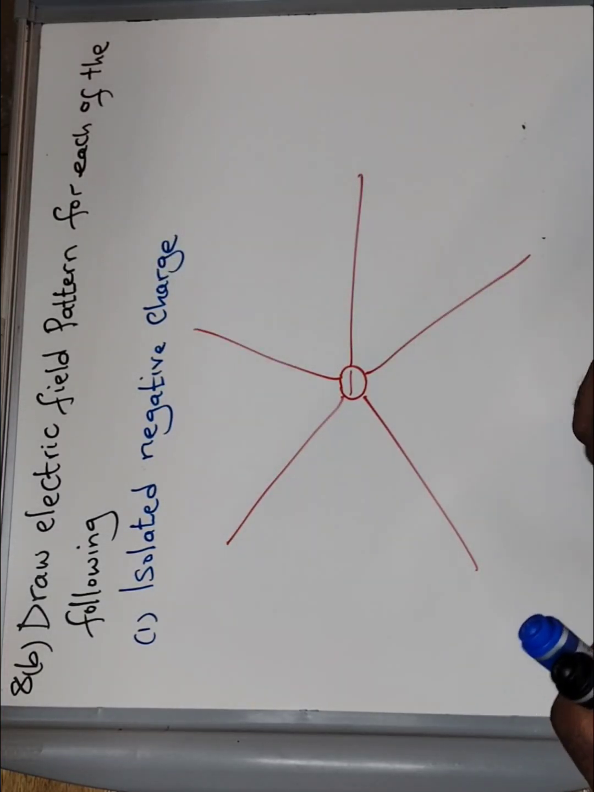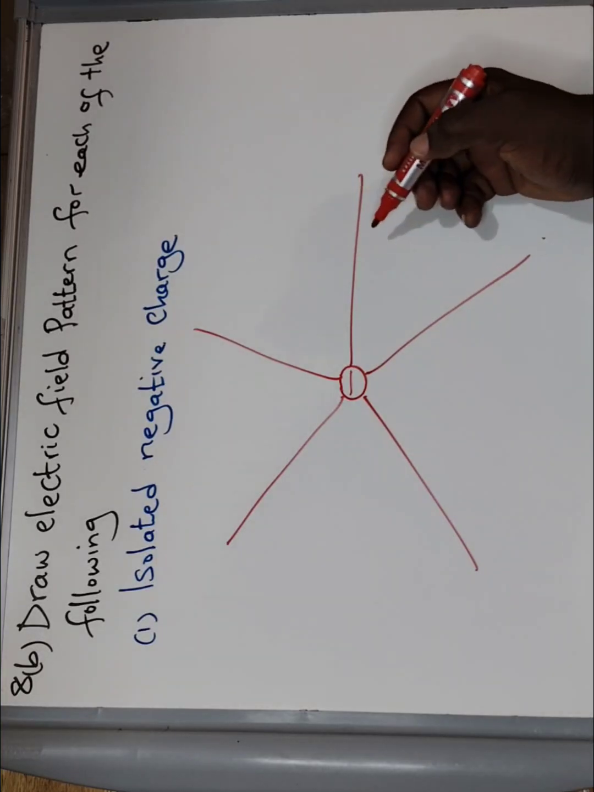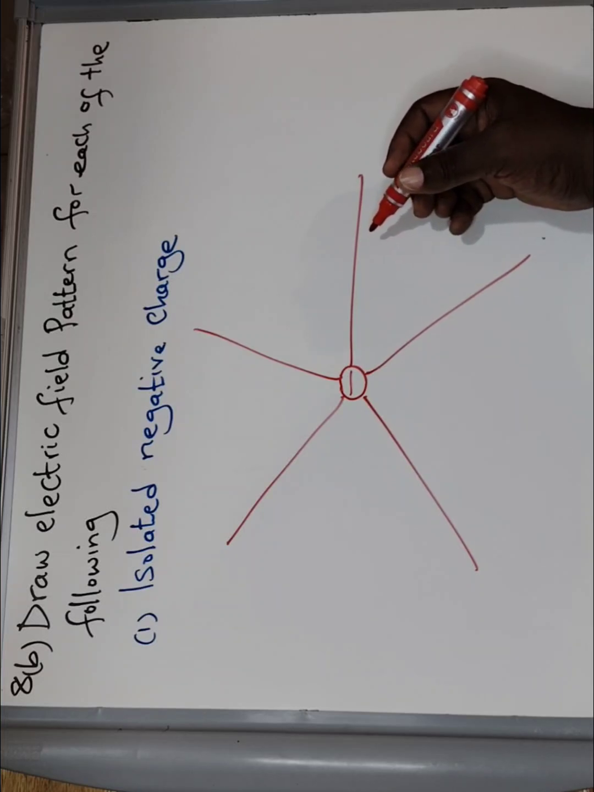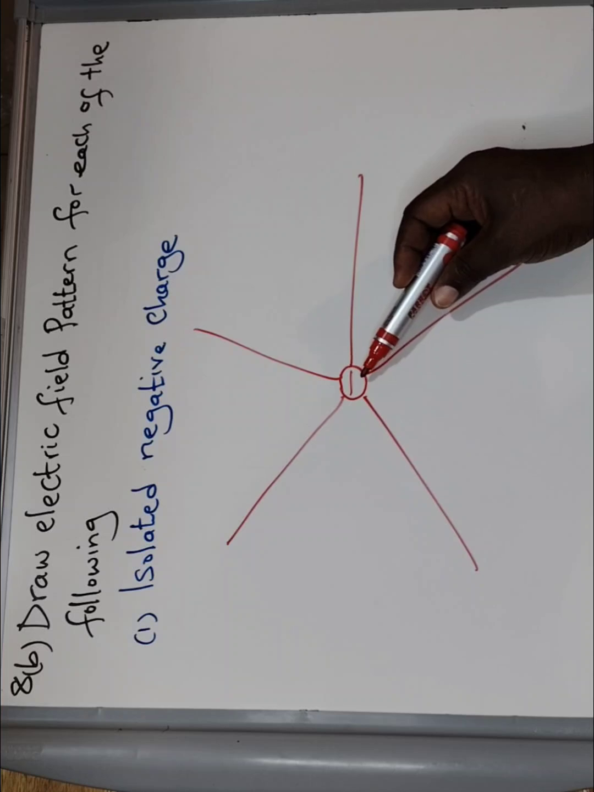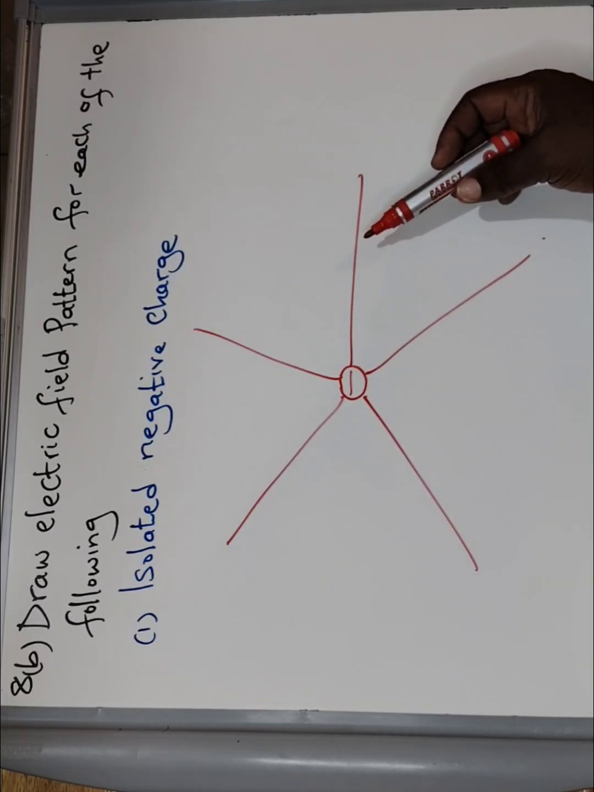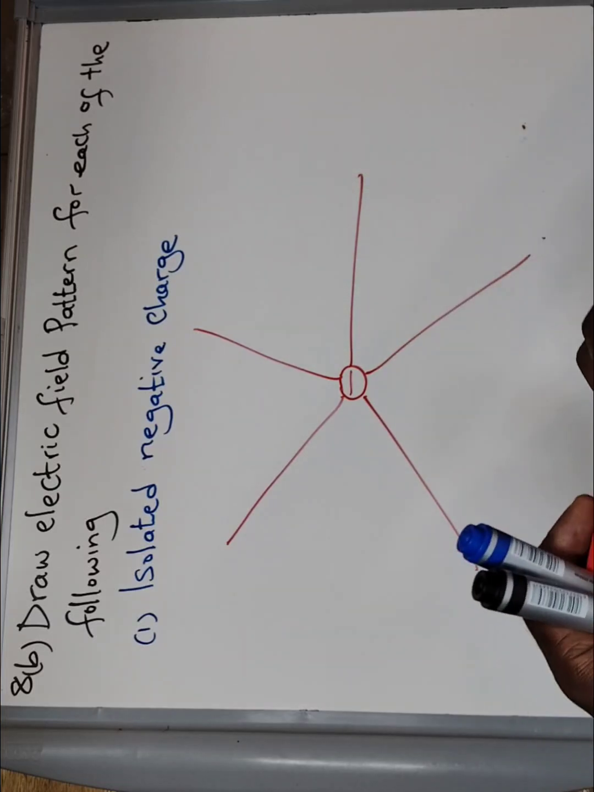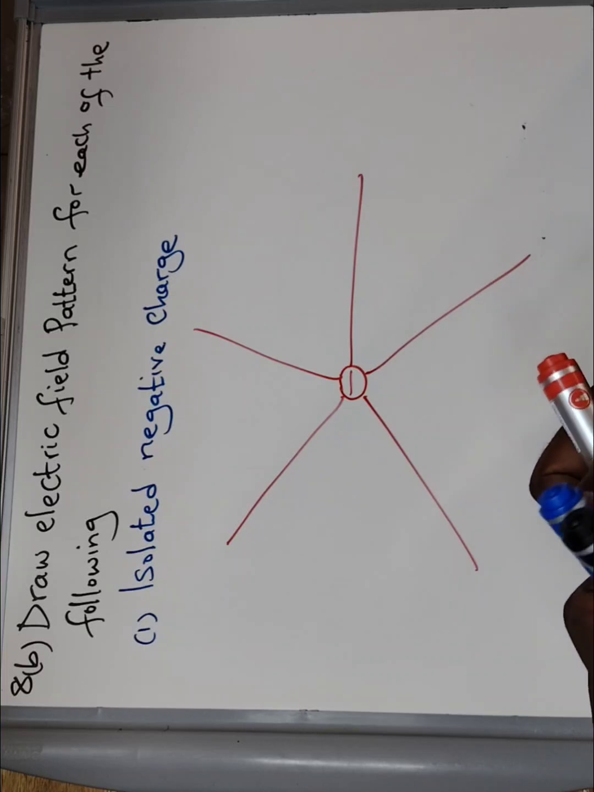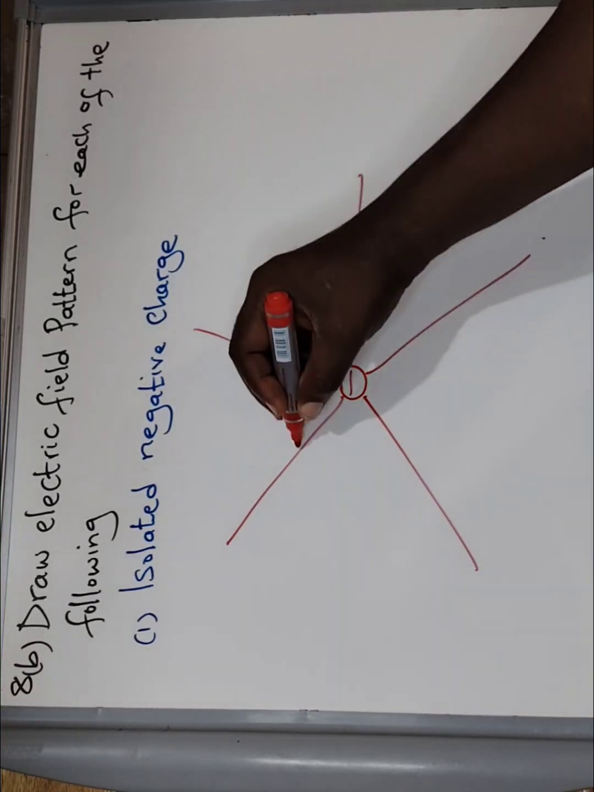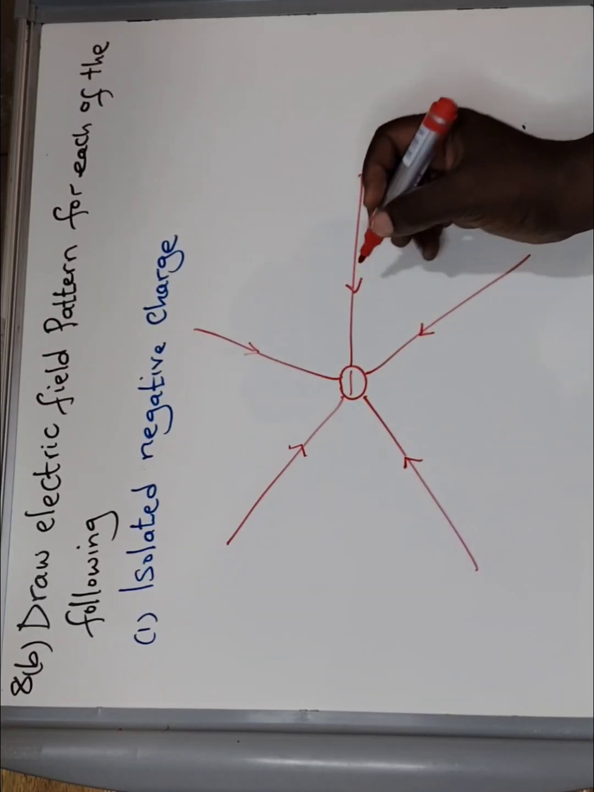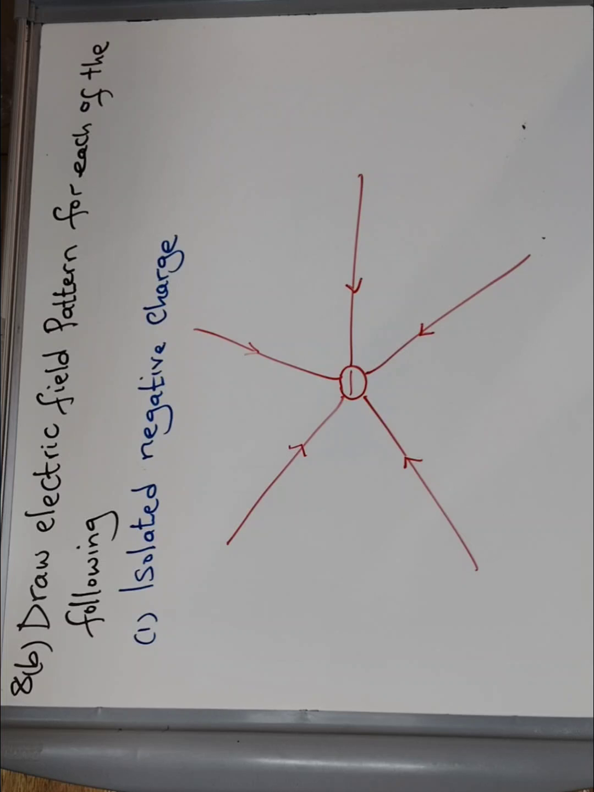And then the direction comes in. What's the direction? You have to put a positive charge here. Where it goes will be the direction of the field. You have to remember that this is negative and the testing charge is positive. So what happens when two unlike charges are close to each other? They attract. So the field will be like this.